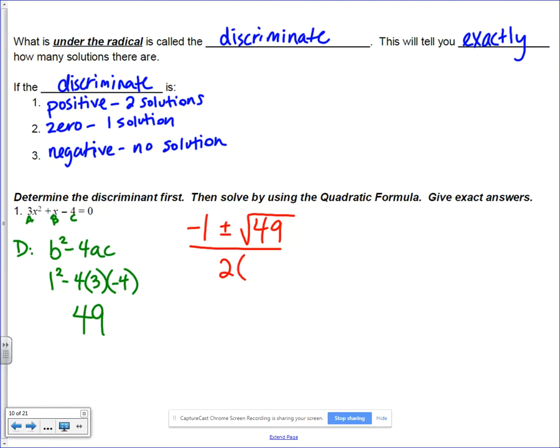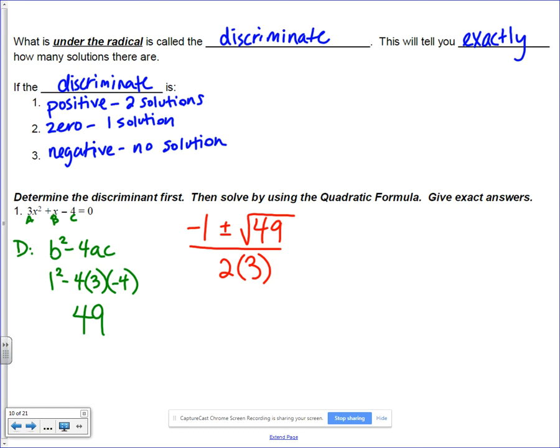All over 2 times a. What's the a? Right there, 3. Do I need the x squared? Just the number, just the 3. So how are we doing with that setup? Doing okay? Now we actually got to solve it out.